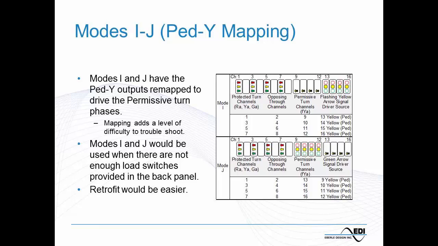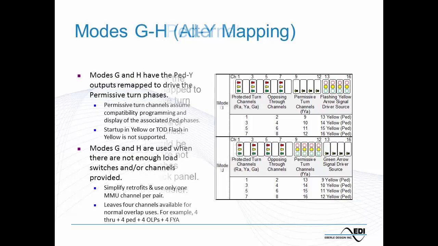All right, as you can see, we're going to get into some other modes here. I'm not going to go through all of these, but I think the pattern is easy to spot. Modes I and J also use Ped-Y mapping. In this case, we're driving the permissive flashing yellow arrow signal with the Ped-Y instead of the protected green, okay? So again, one might choose this if they have a retrofit, and this provides an easier fit than perhaps rewiring the field.